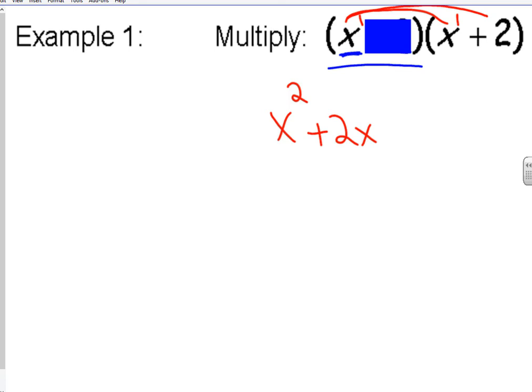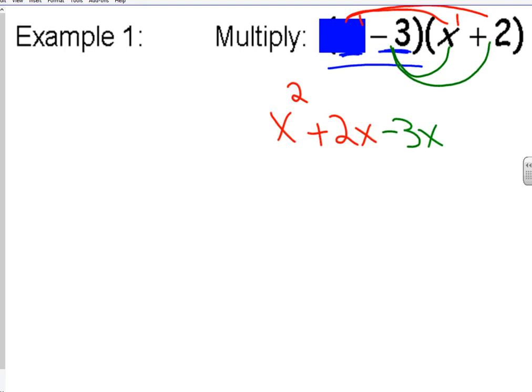Now what happens is I'm no longer hiding the 3, I'm now going to hide the x. I now multiply the negative 3. We're distributing the second term. That's why we call it super distribute. Negative 3 times x, negative 3x. Negative 3 times 2, negative 6.